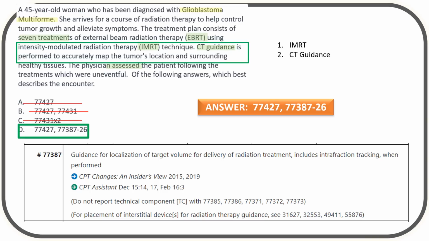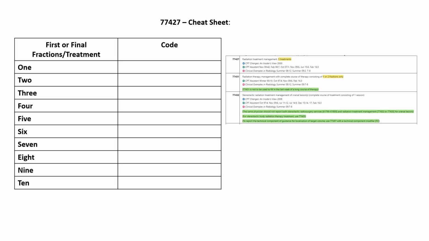Now, somebody might say, Mrs. J, you are confusing me. I don't know how to use that 77427. I can't count those units. Well, a cheat sheet for you. All right. So remember, 77427 is coded for the first 3 to 7 treatments or the final 3 to 7 treatments. Remember that. Also remember, or just document it in your CPT manual next to the code. And 77431 is used only for the first 1 or 2 treatments.